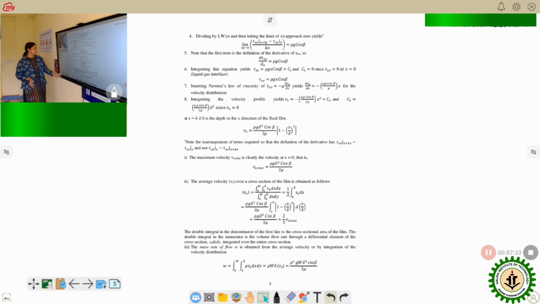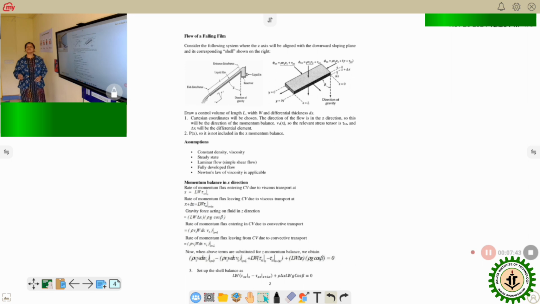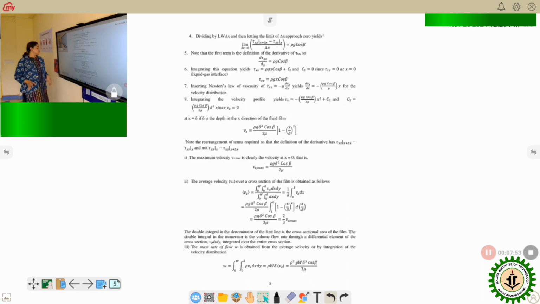Then we solve and obtain the value of C1. So we take the boundary conditions. What are the boundary conditions? At x equals 0, tau x also equals 0. So putting the value of the boundary conditions in this equation, finally we got the value of C1.